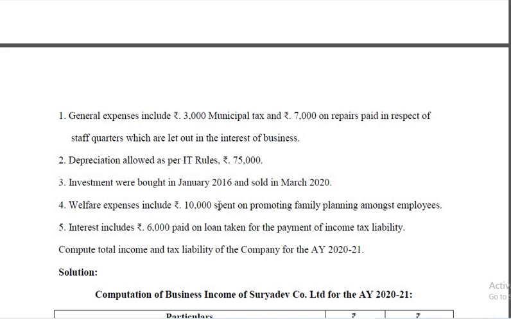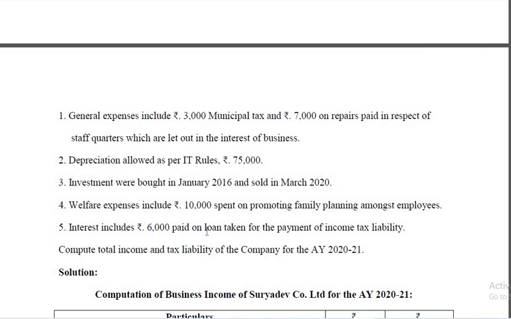Welfare expenses include 10,000 spent on family planning amongst employees. So as far as family planning is concerned, deduction is 100%. Entire amount is allowed. If it is capital expenditure in connection with the family planning, then it must be spread over 5 years. 1/5 should be written off every year, and the remaining should be taken as disallowed. Well, here entire amount is allowed, 100% is allowed.